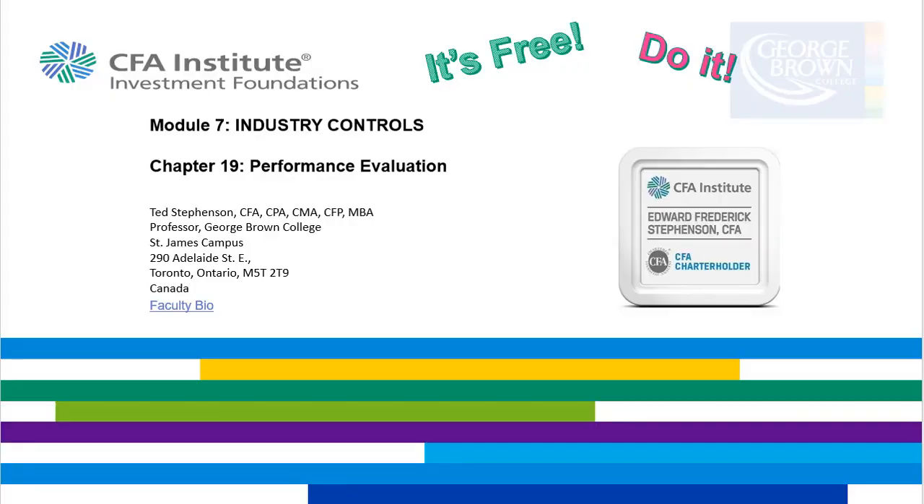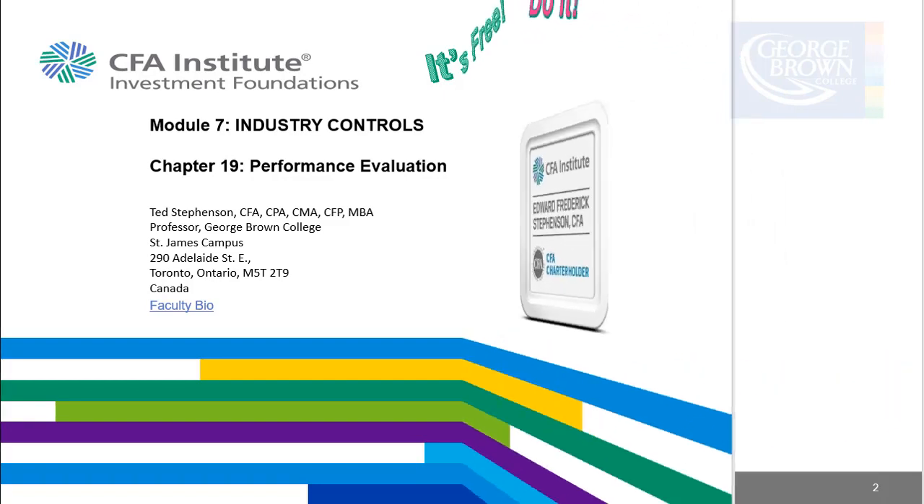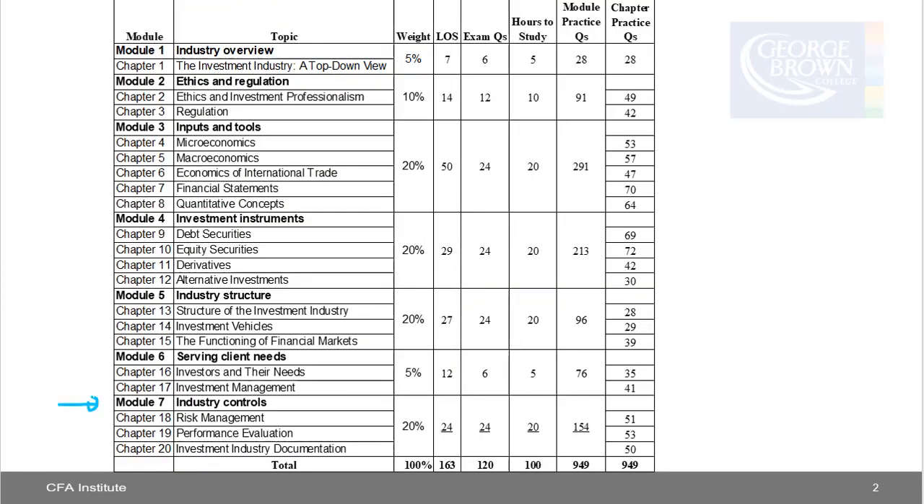The topic for this video is Module 7, Industry Controls, Chapter 19, Performance Evaluation. So here we are in Module 7, Industry Controls. The topic for this video is Chapter 19, Performance Evaluation. You can see that there are 53 questions in the learning ecosystem, and there are 9 learning outcome statements.